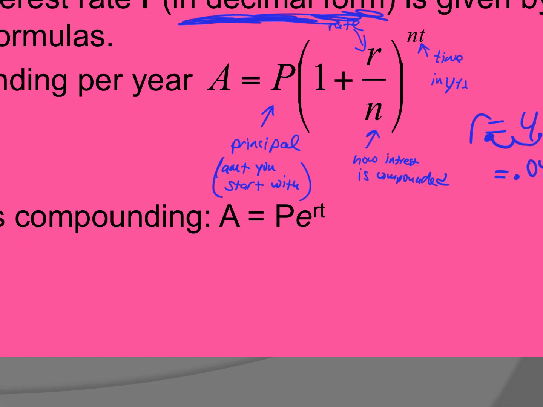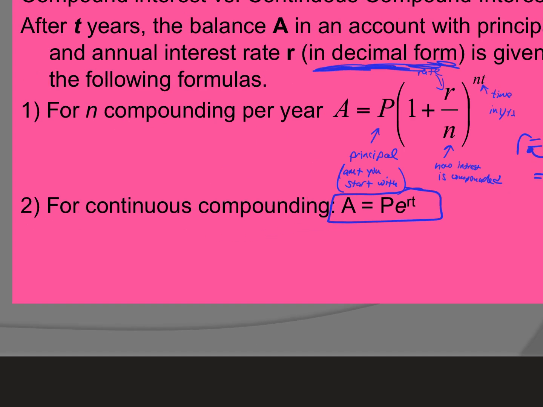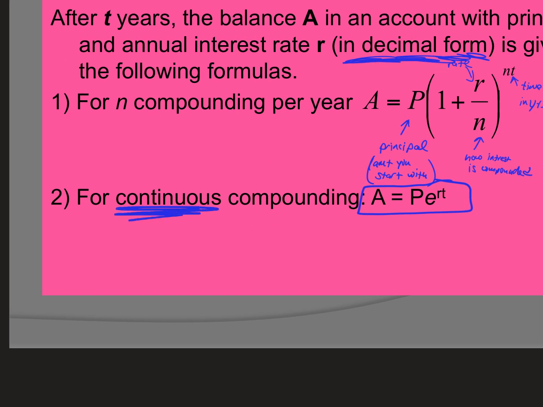You have another formula, and I like to say it is my friend Pert. The only time you use Pert is when something is compounded continuously. We're going to go through a couple examples right now. All you're doing, guys, is plugging numbers into a formula, but you have to make sure that you know how to do it. P in Pert is your principal, the amount you start with. You hit the E button, the second ln, and then R is your rate and T is your time. So let's look at the next examples.